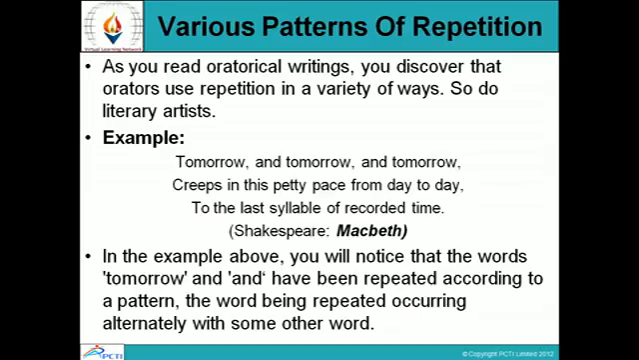The next thing is various patterns of repetition. What other patterns of repetition are there? In oratorical writings, you will discover that orators use repetition in a variety of ways. So do literary artists. Let us look at some of the examples.